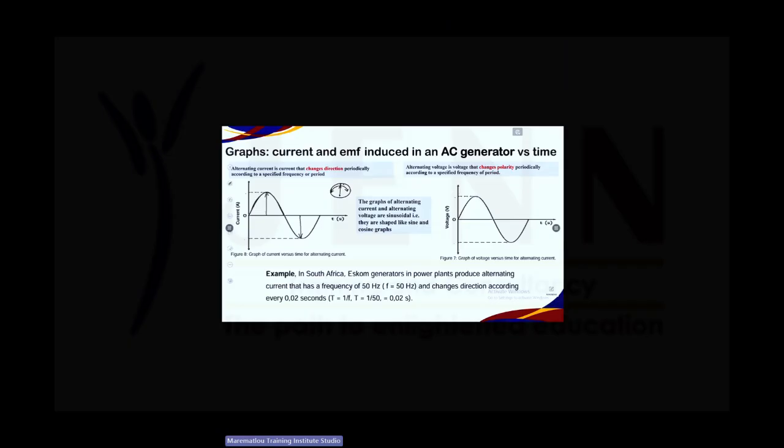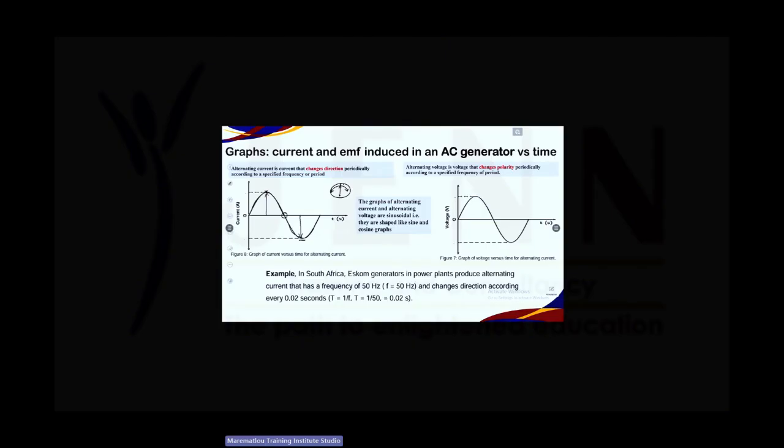Then when your needle goes back to zero, and then when it goes to the other side, you are going to have a minimum. So when you look at your graphs with alternating current, you are always going to have it go to the maximum and also to the minimum.